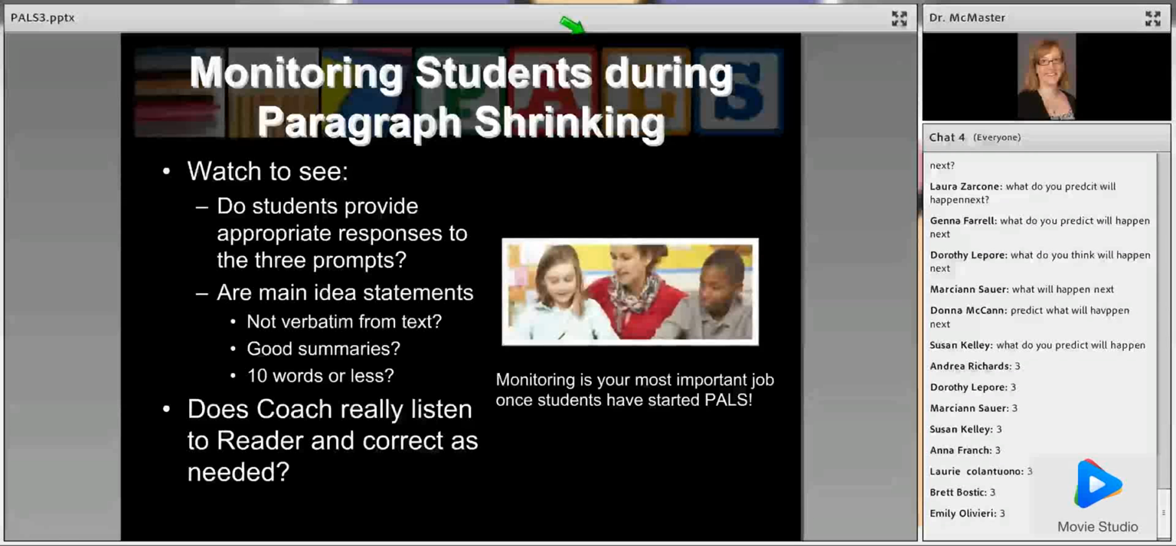Are they making pretty good summaries? Are they leaving out a lot of details and really trying to focus on the most important thing? They might not say it as articulately as we might, but be looking for a fairly good summary. And can they do it in 10 words or less? So those are things to look for. And then also, does the coach really listen to the reader and help them? So I would give kids feedback as to whether they're doing a good job helping their partner, because that's really what they should be doing during PALS.